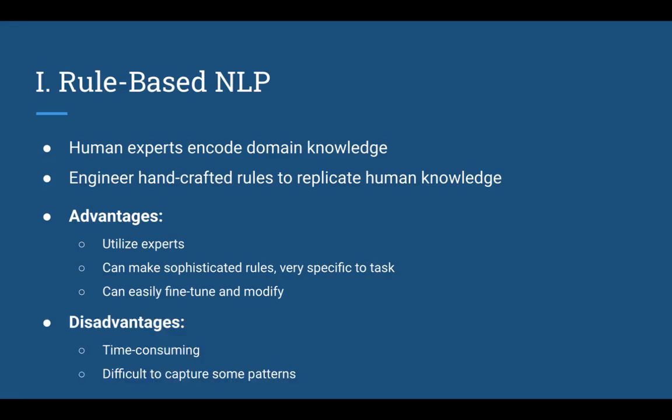But there's certainly disadvantages to this as well. And one is that rule-based NLP is very time-consuming. You have to go through a lot of text, and you have to have a domain expert spend the time to go through and figure out exactly how to capture the information that you want. And sometimes this just won't work because sometimes the data is just too complex and the patterns just don't really lend themselves well to human encoded rules.